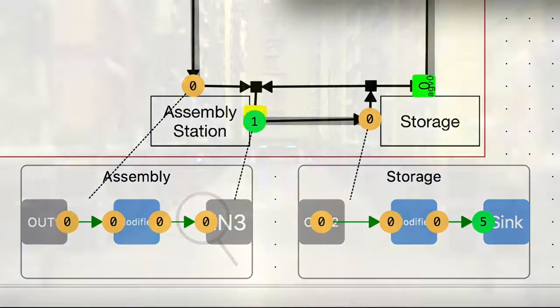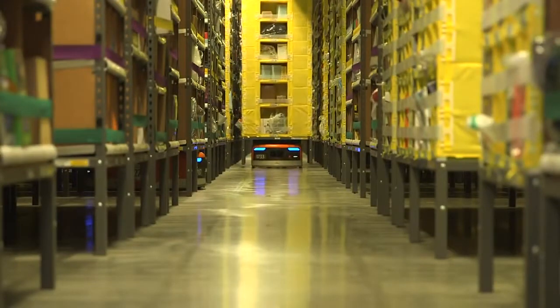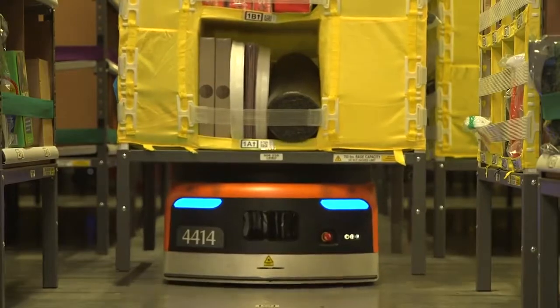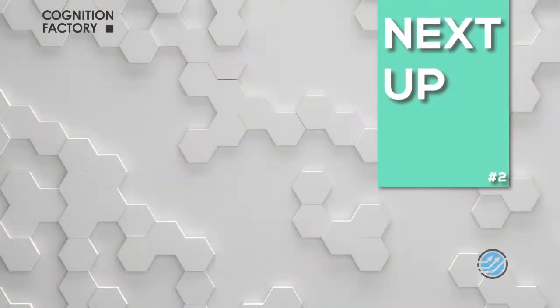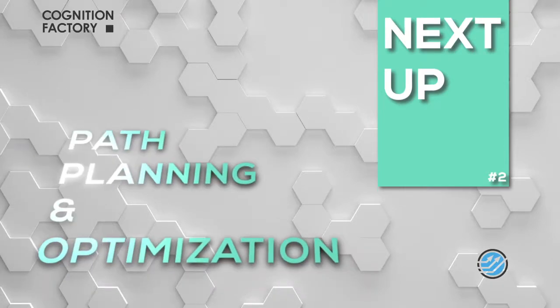This allows you to monitor the performance of your factory, the transport matrix, and discover opportunities for further optimization. In our next tutorial, we will take a closer look at path planning and optimization.